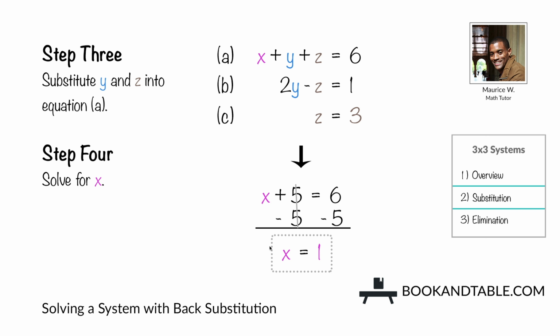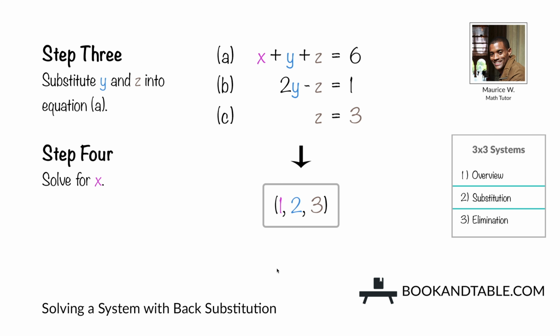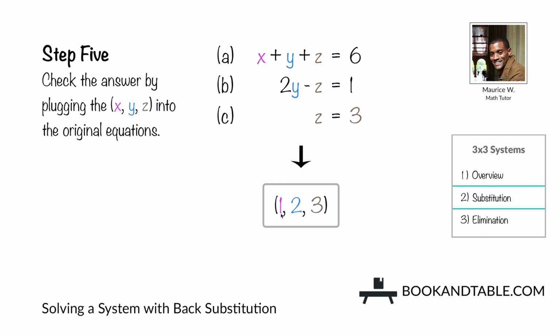So now we have the value for each of the three variables. x is equal to 1, y is equal to 2, and z is equal to 3. So this x, y, z coordinate would be the solution to this 3x3 system. And you want to check your answer by plugging the x, y, z, 1, 2, 3, into the original equations to make sure that you get a true statement for all three.